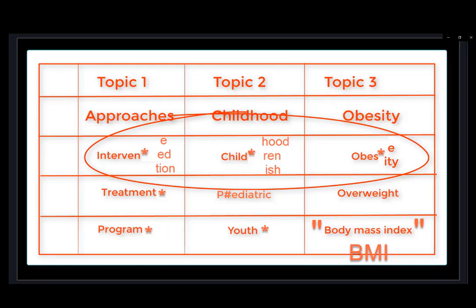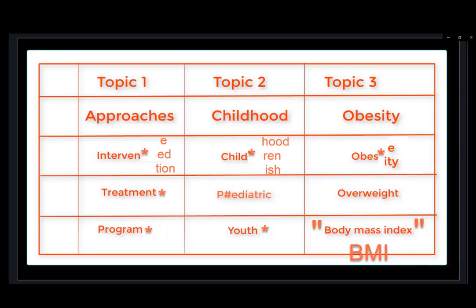So, if we put an asterisk at the end of interven, then we'd find results containing intervene, intervened, intervening, intervention. If we replace the A in the English spelling of paediatric with a hash symbol, we'd find results containing either the English or American spelling, as A is the letter missing from the latter. We'd need to put quotation marks around body mass index, as it's a phrase, and we could also add the acronym BMI as well, because some authors may have used the abbreviation rather than the full phrase.